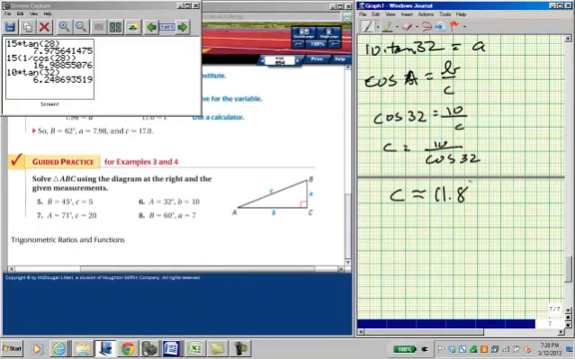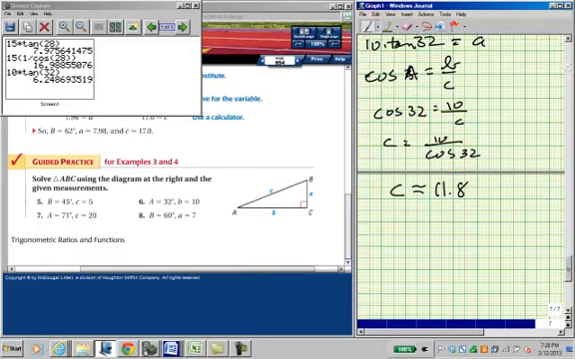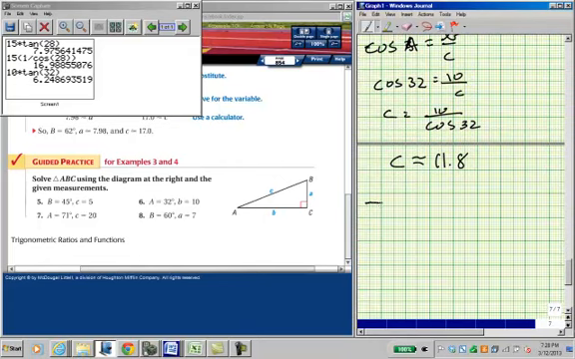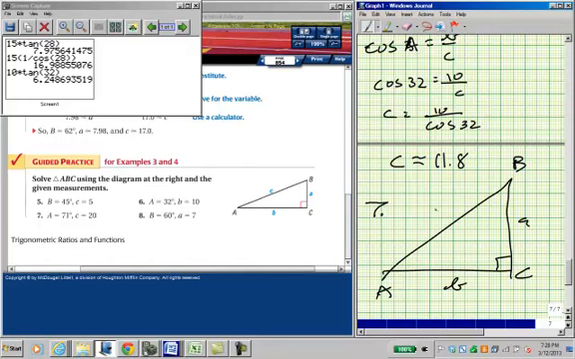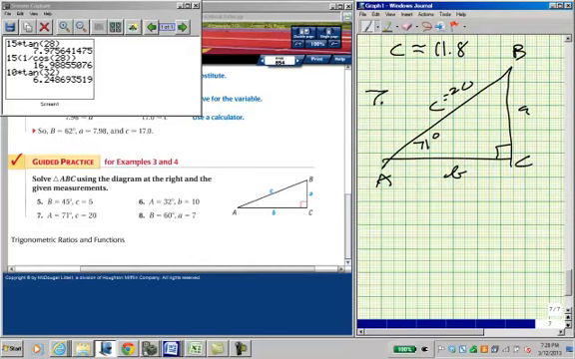All right, 7. Same thing, okay. A, B, C. C is the right angle. Little a, little b, little c. Okay, A is 71 degrees, and c is 20. Okay, now we want to find B and a.